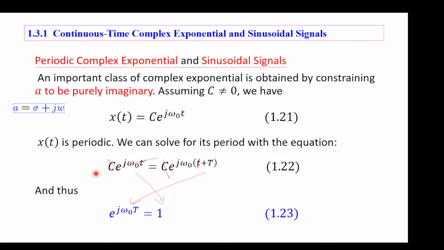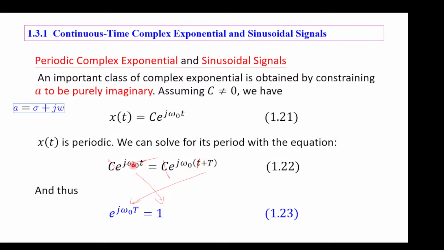Remember, our periodic equation says x of t should equal x of t plus big T. So x of t equals this thing, just as it's written. And x of t plus big T is basically the same thing, but with small t plus big T. And we can try to solve this equation. Here we assume C not equal to 0 to make things a bit easier, because if C equals 0, this is a trivial signal. So with C not equal to 0, we cancel C here.